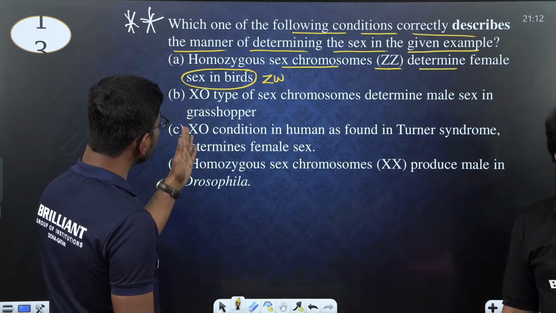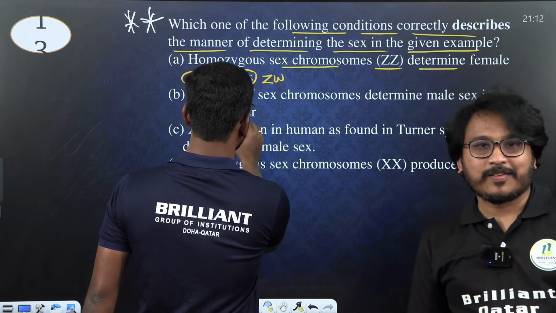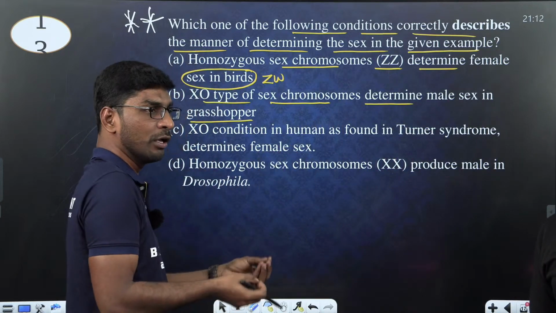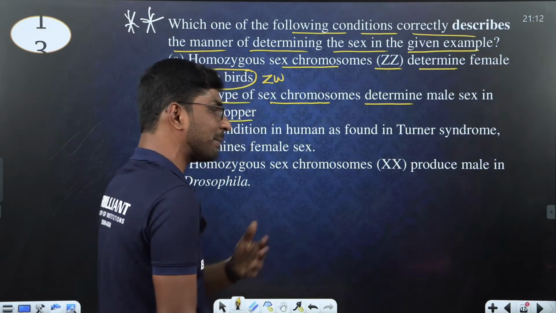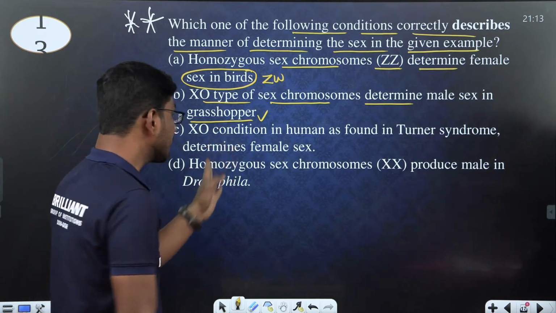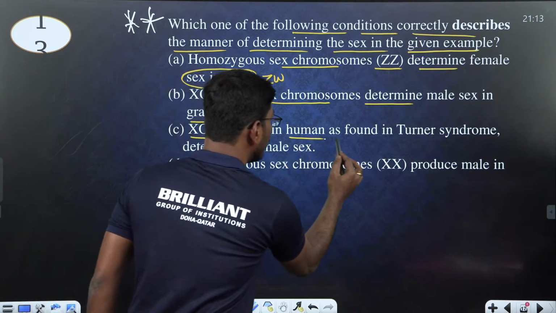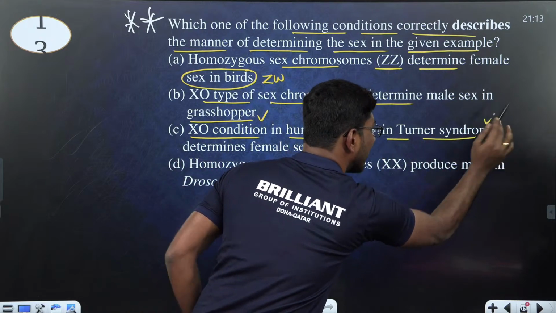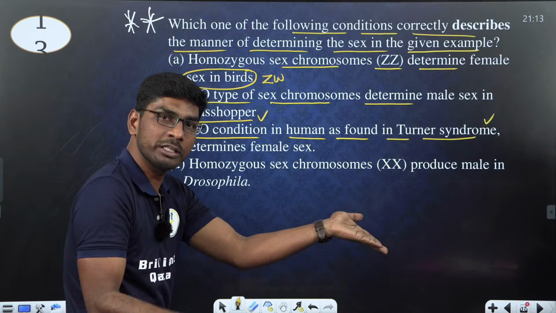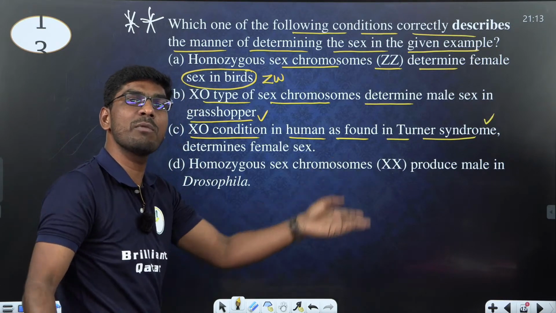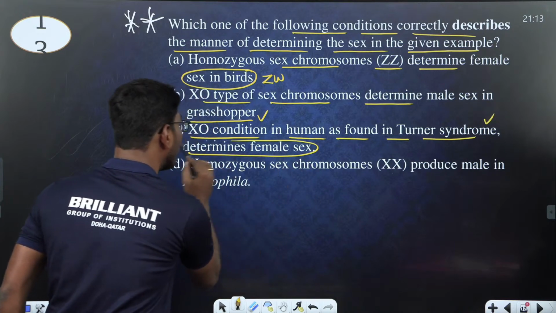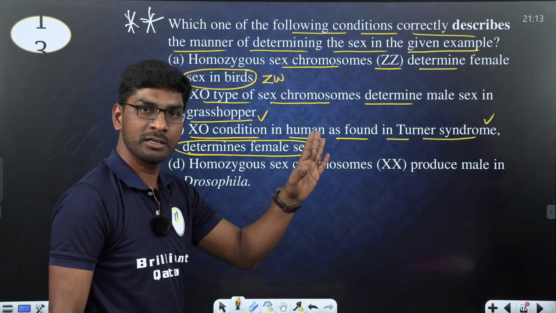Now look at that. XO type of sex determination is in the male sex of grasshopper. Before 2 minutes I taught this one. Yes, absolutely, this is the correct statement. What's wrong in C? XO condition in humans as found in Turner syndrome. Till here it is correct. Turner syndrome is 44 plus XO, there is one chromosome missing, it's called allosomal monosomy. Fine, but does it determine the female? No, it's not determining the female. Leave it. You got my point?